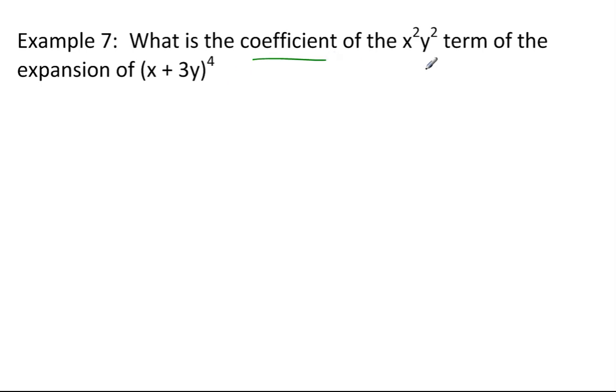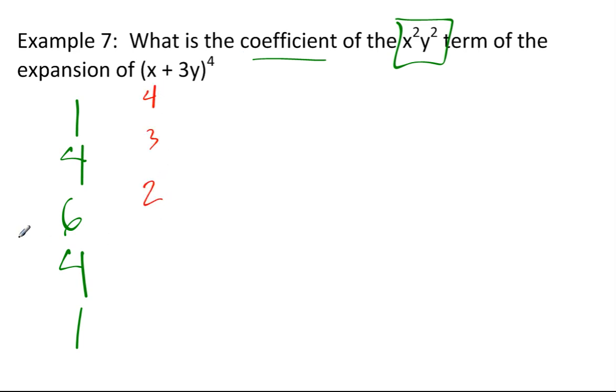Alright, so we want to find our coefficient of something that looks like this with our expansion of that. So we're going back to the 4th row, which is a little bit easier to deal with. We want our x squared term, so where's that going to happen at? We got 4, 3, 2. So we're looking here.